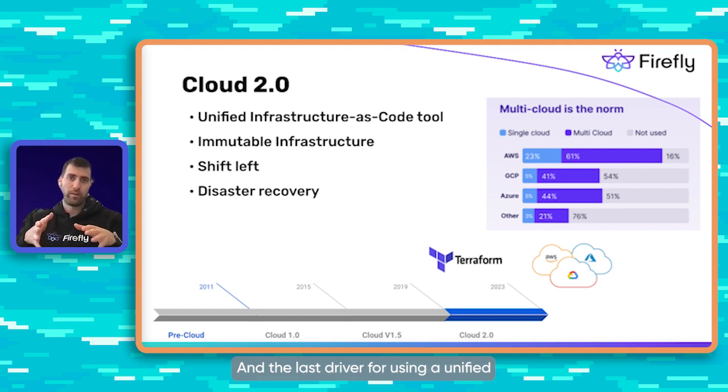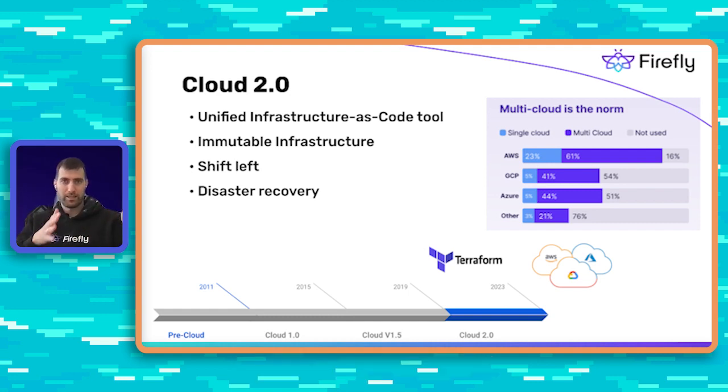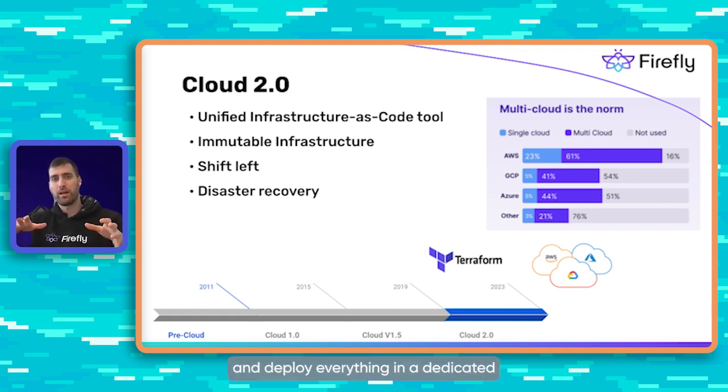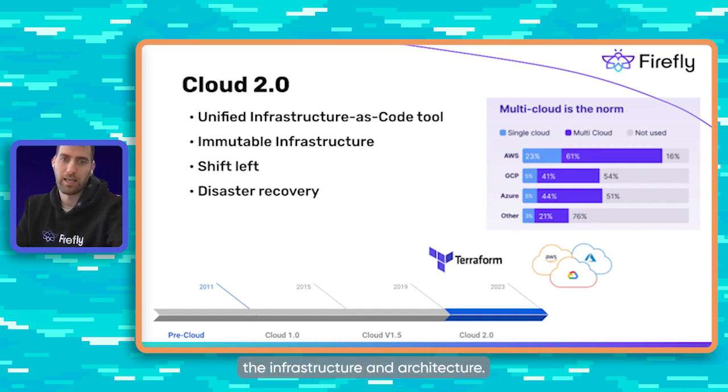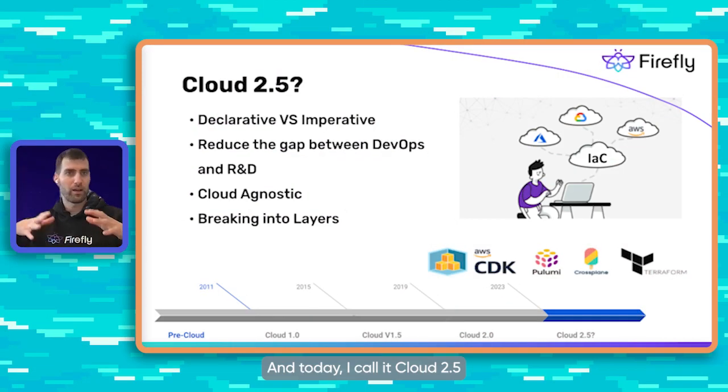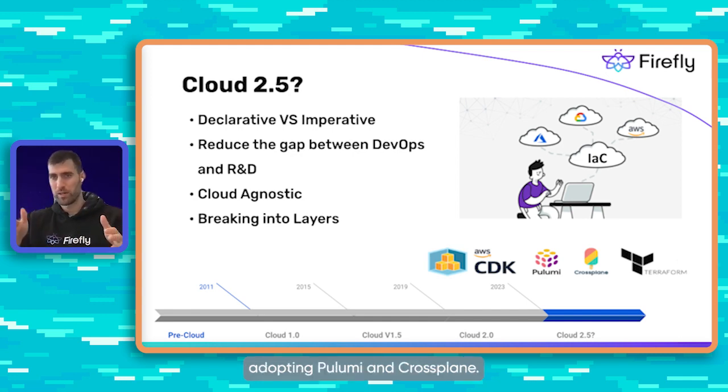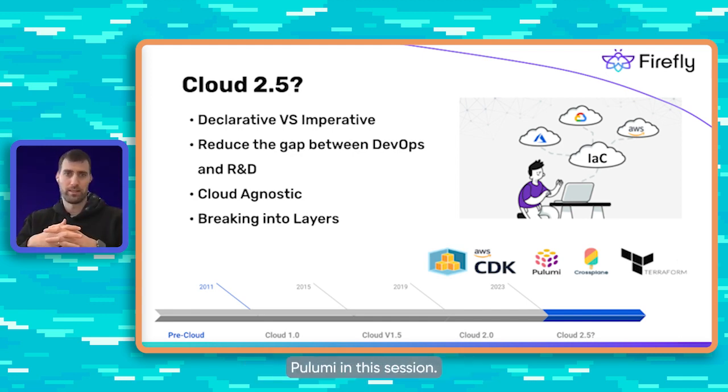And the last driver for using a unified IaC tool is disaster recovery, because we can build our immutable infrastructure and deploy everything in a dedicated region for the other environment. That's really powerful for enhancing the infrastructure and architecture. And today, I call it Cloud 2.5, because we see that companies adopted Pulumi and Crossplane, and I'll talk a lot about Pulumi in this session.